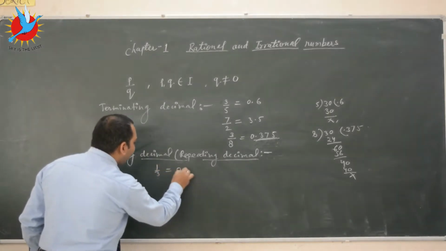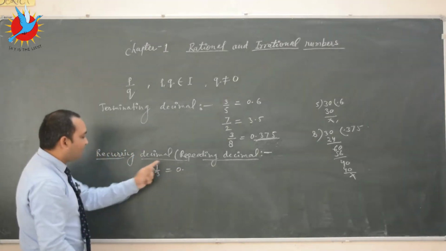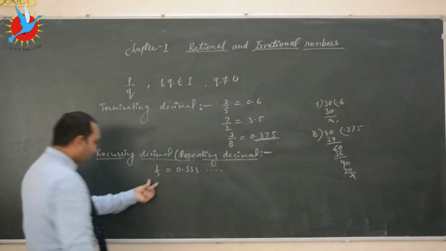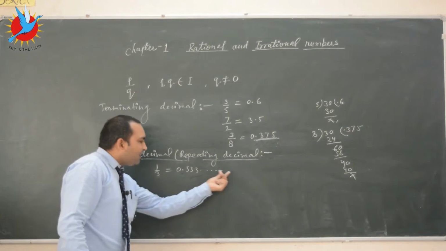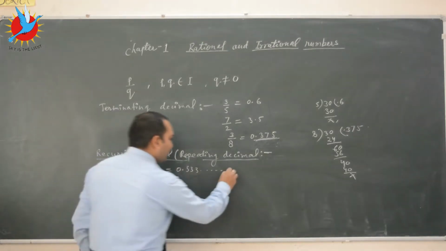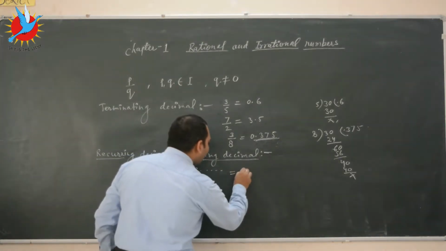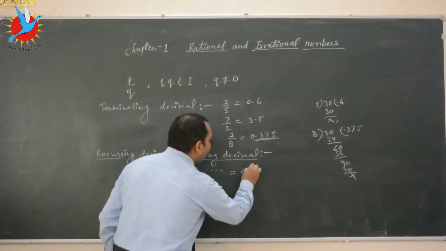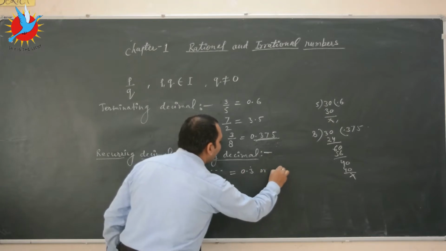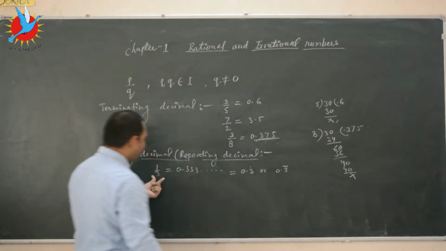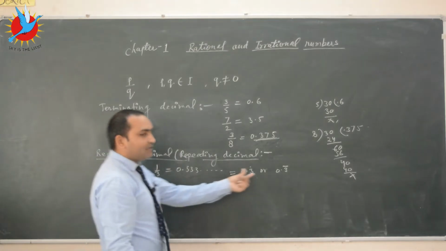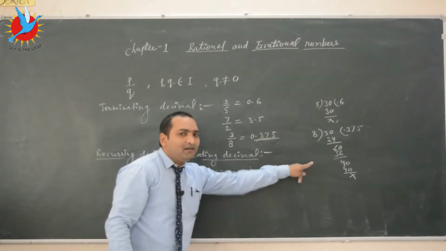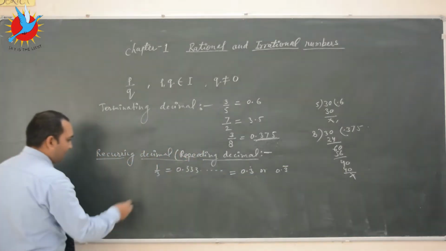1/3 can be written as 0.333... 10 divided by 3: 3 times 3 is 9, and again 3 times 3 is 9, and so on. So 3 is repeating several times. Which digit is repeating? Only 3. So we write 1/3 as 0.3 bar. Bar means 3 repeating continuously.